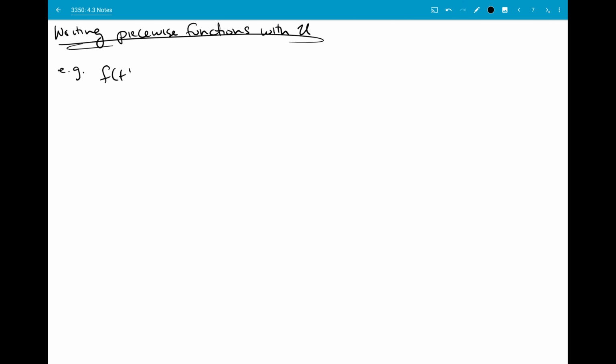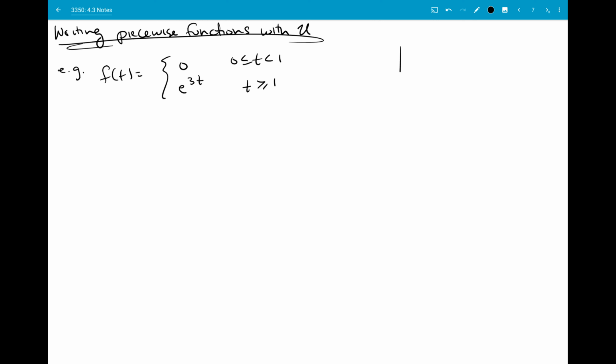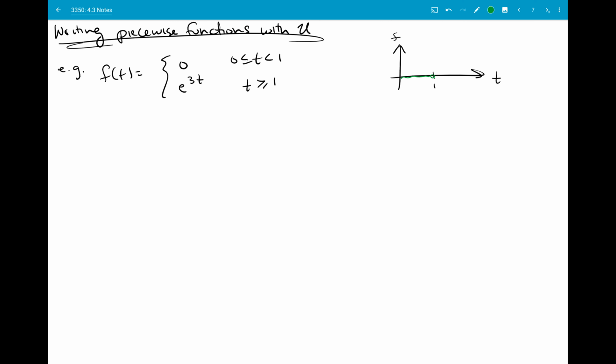And so we're going to start with, we want to have f of t equal to 0 up until t is 1. And then after that, we want it to be e to the 3t. Did I use all my symbols right there? Yeah, I did. Okay. So that's what we want our function to be. And if we were drawing this, it starts at 0, and then at 1 it switches. So it looks like 0 up until here. And then at 1, it shifts to e to the 3t. So it looks kind of like that exponential.